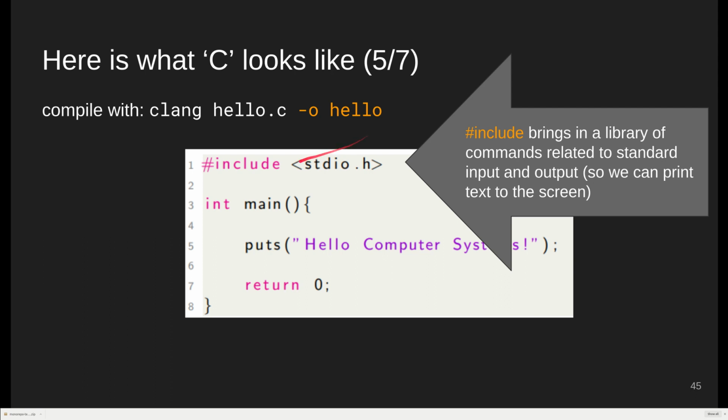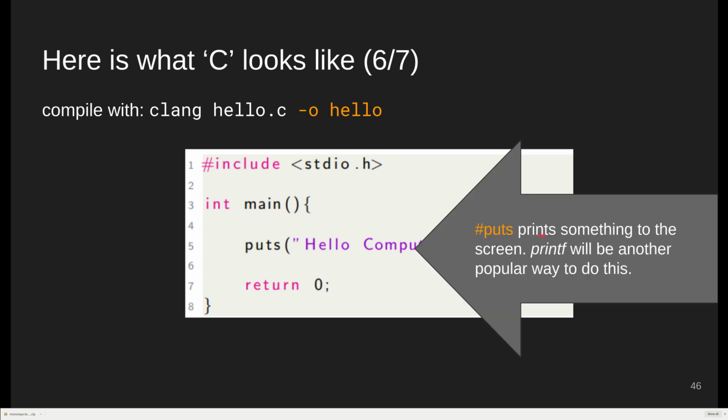Okay, and then as for the C code, include is bringing in a library, so a bunch of other commands that someone else wrote that allows us to do standard input output. So stdio, standard input output, and .h are special files. They're called header files. You can think of header as sort of the top or the head, and it collects or has a bunch of functions ready for us to call, and that's a library. We'll talk more about that.